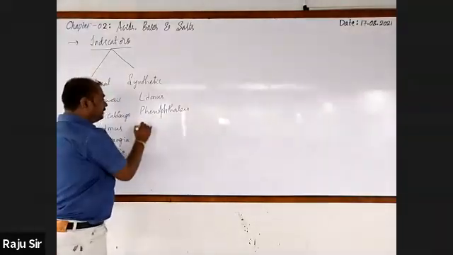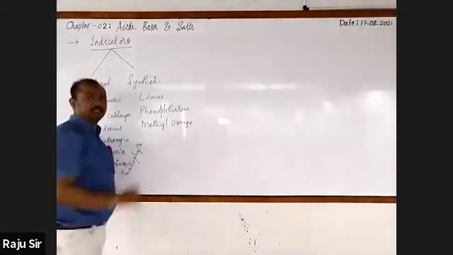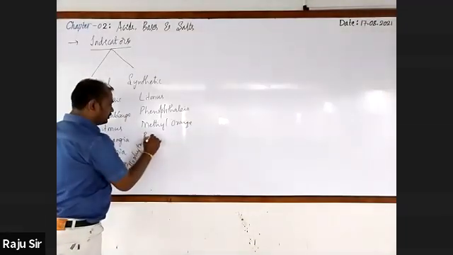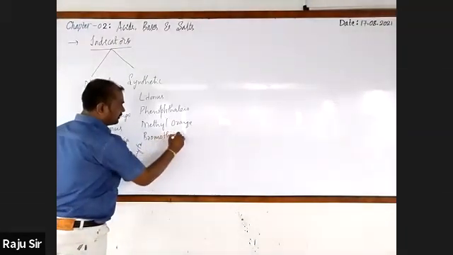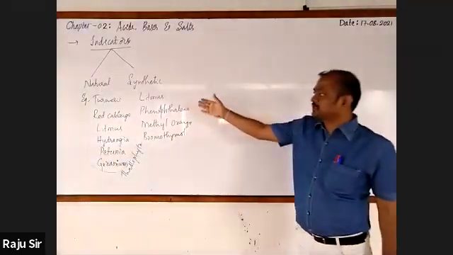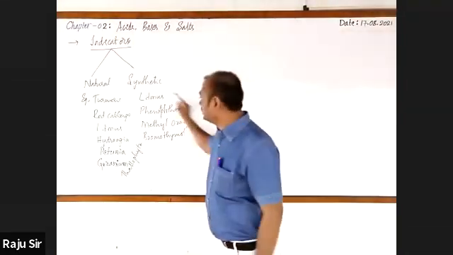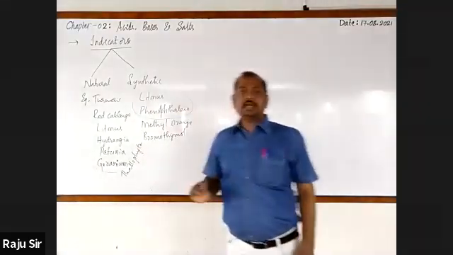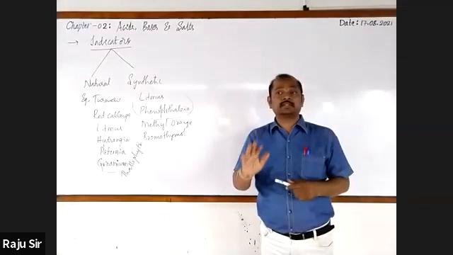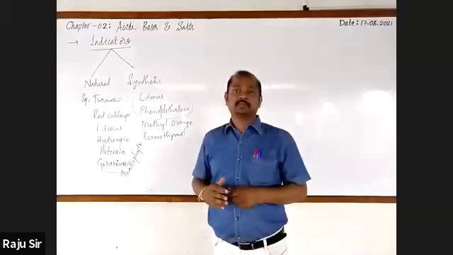Next, we have one more indicator called methyl orange. Another one, bromothymol blue. So, litmus indicator, phenolphthalein, methyl orange, and bromothymol blue. Among these, litmus and phenolphthalein are the most commonly used indicators in the laboratory. Hence, they are also called laboratory indicators.